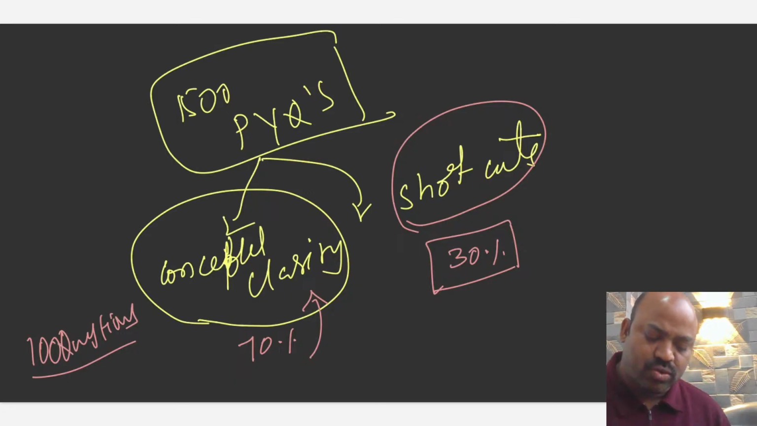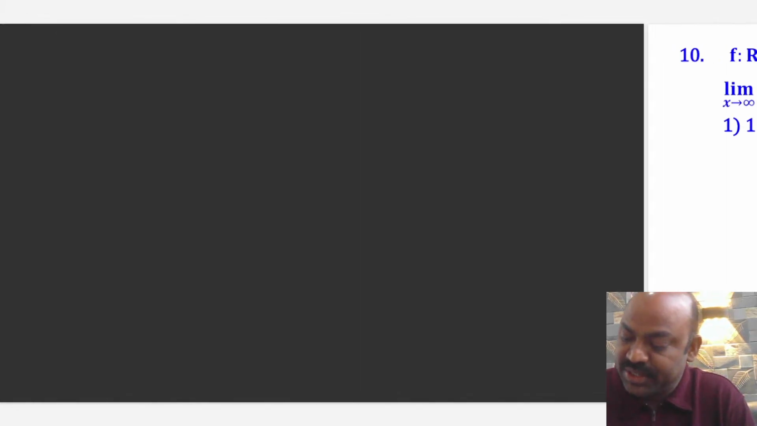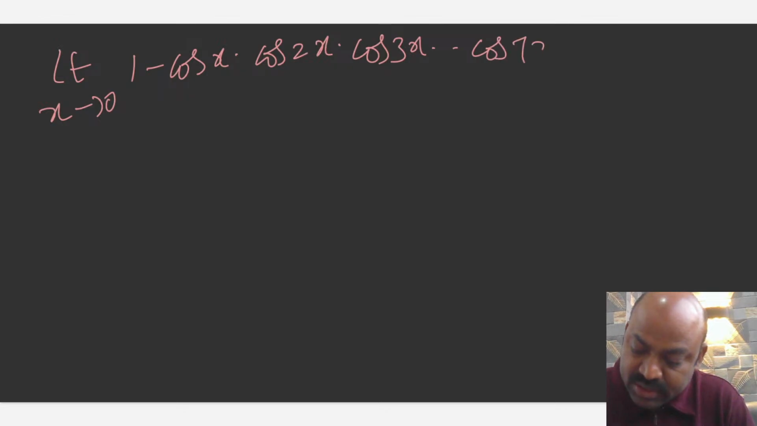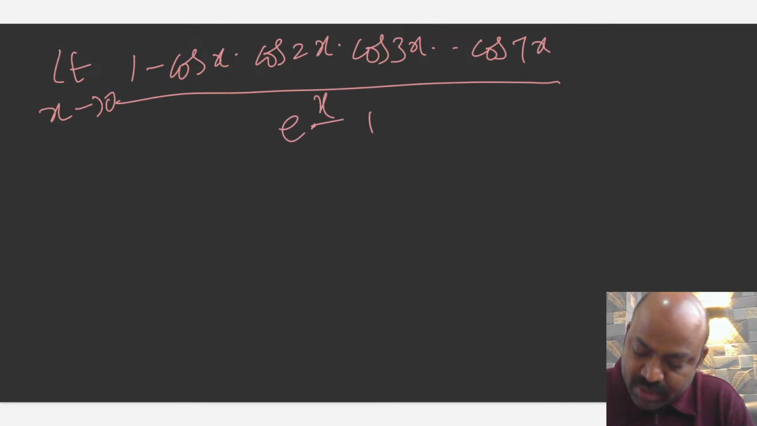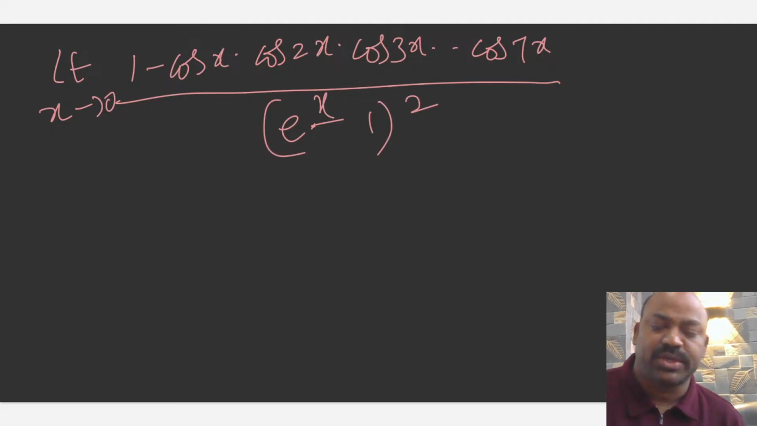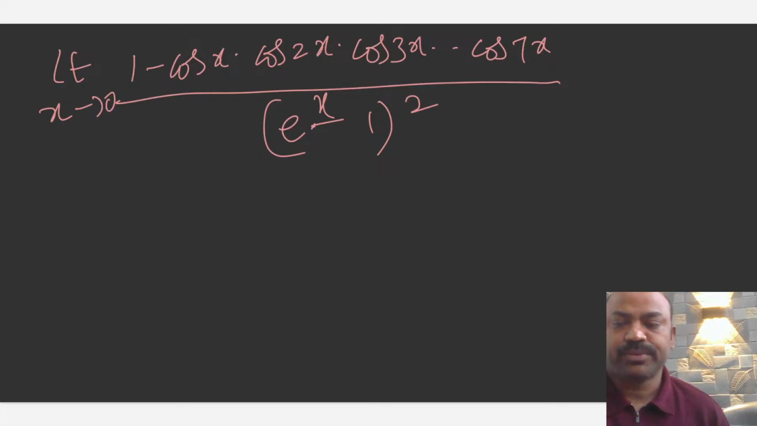Right here. So let us go with one more question to check your understanding. Limit x tends to 0, (1 minus cos x, cos 2x, cos 3x, and so on, up to cos 7x) by (e power x minus 1) whole square. Quickly give me the answer for this beautiful question. After this, we'll go to infinite limits.